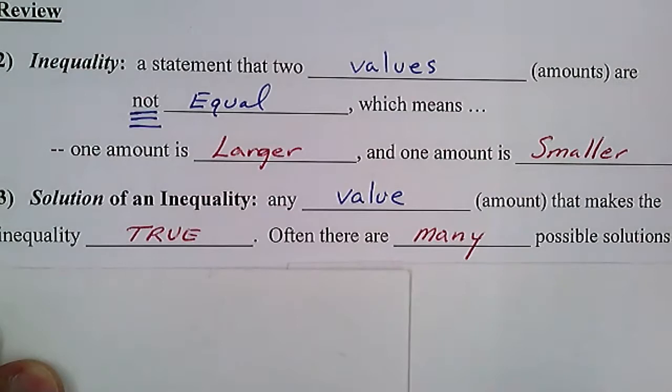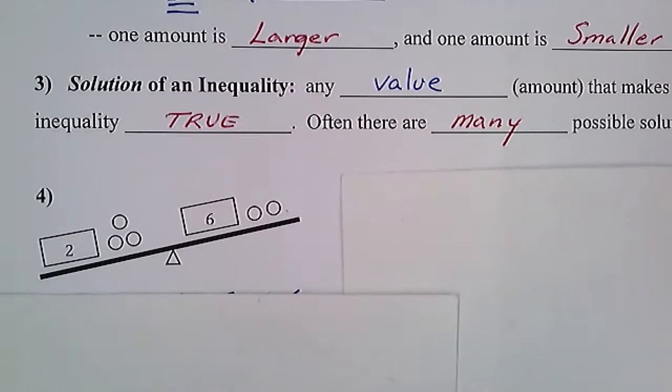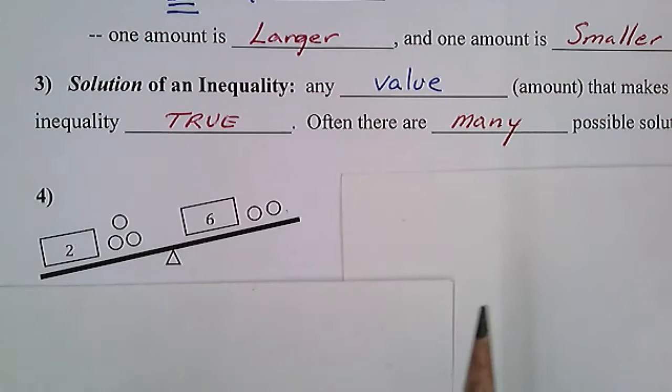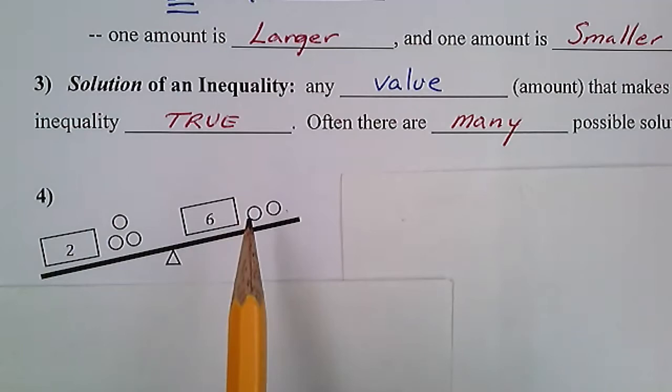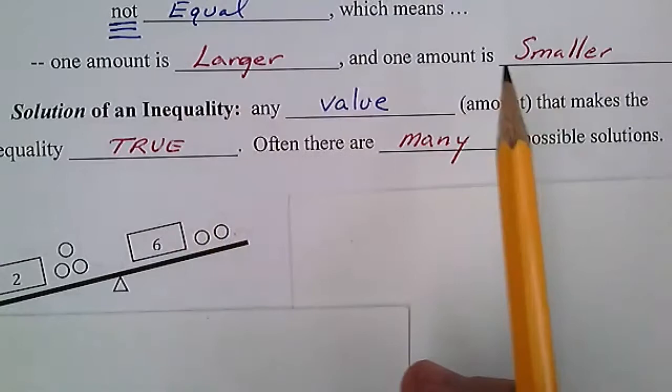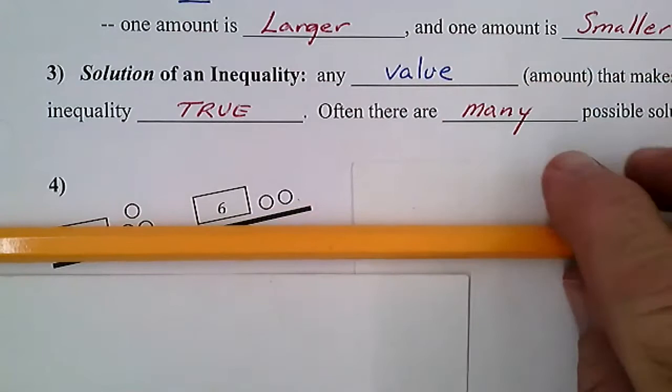So I'll give you a couple examples here. Number four here, we know that this is an inequality. Think for a minute, how would we know that this is an inequality? How do we know that this is not an equation? Some of you may have thought of it. The reason we know it's an inequality is because we can see this balance scale is not balanced. What this is telling us is that this side is heavier than this side, and therefore one amount is larger and one amount is smaller. If it was an equation, it would be balanced. The pencil would be balanced. This is unbalanced, and so we know it's an inequality.